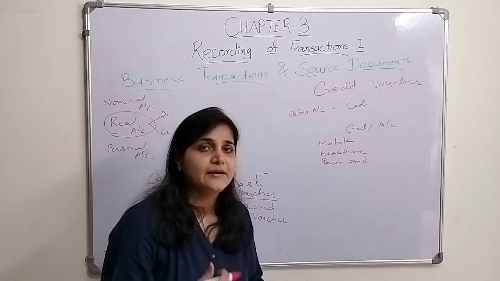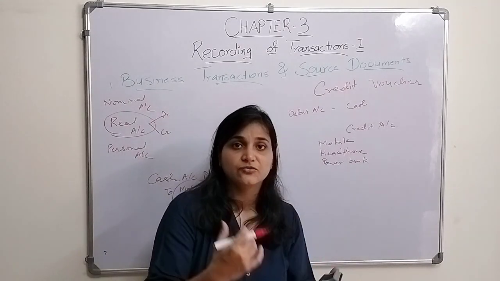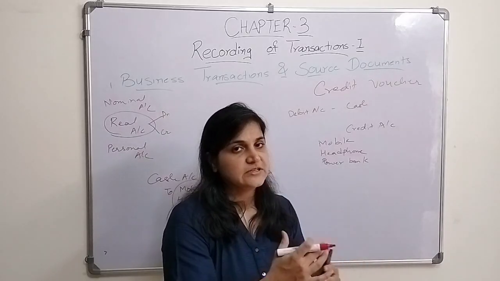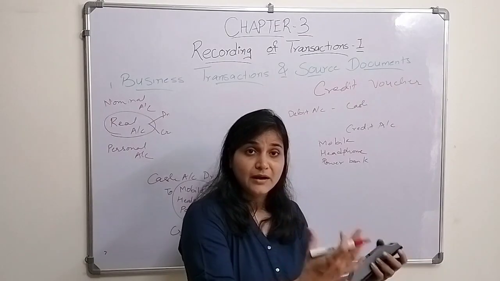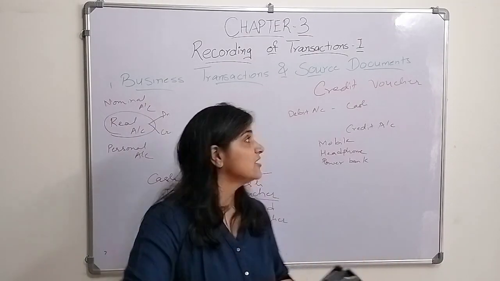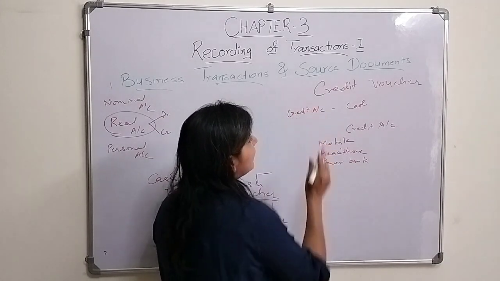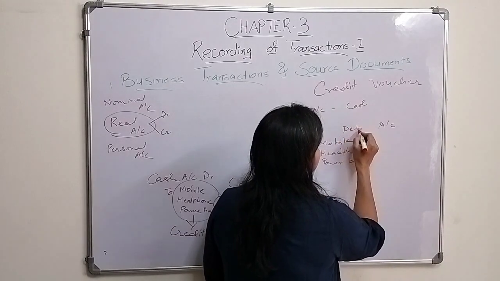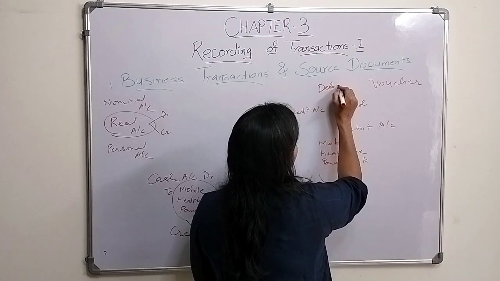When there are multiple debits, in the same way, for example, that shopkeeper is buying goods from somebody. He is buying mobile phones, he is buying all these kinds of electronic equipment from somebody. So multiple debits are happening, and what is going out? Cash is going out. The cash account will become credit, and multiple debits are happening, so we will prepare a debit voucher. Then it will be called a debit voucher.